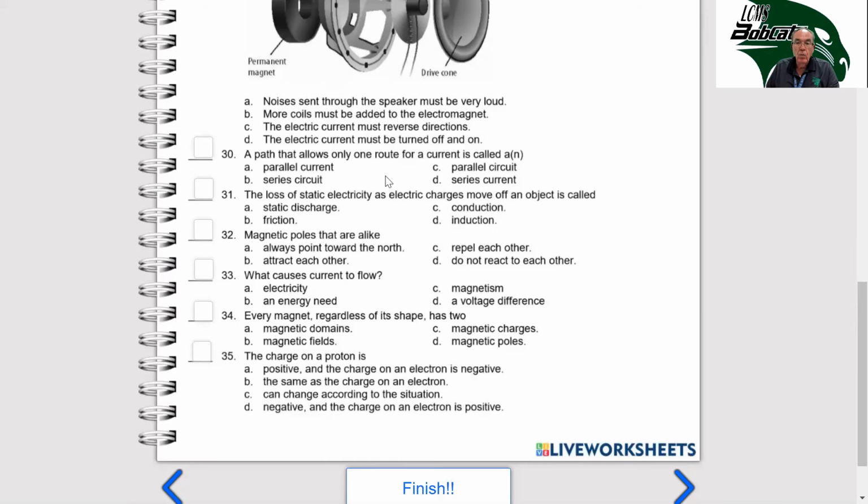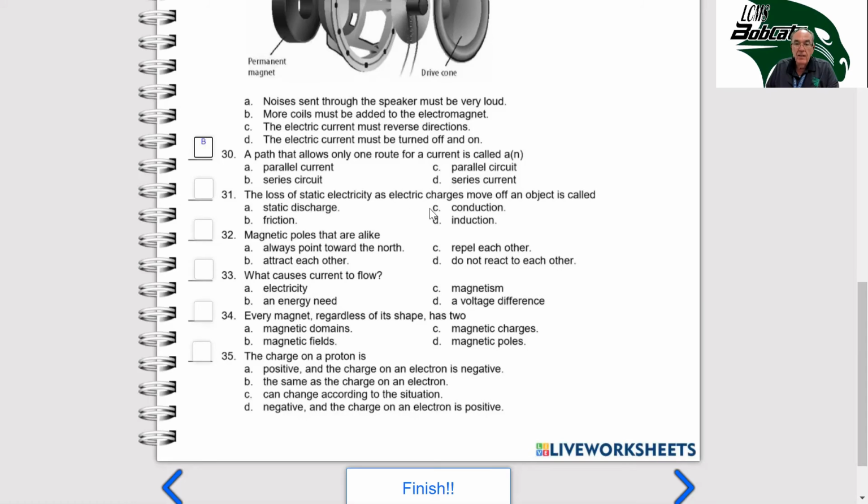A path that has only one route for the current to follow is called a series circuit. And we've got to be careful because this one says parallel current, this one says parallel circuit, this one says series circuit, and this one says series current. It's called a circuit, so it has to be B. You've got to read carefully because two of them say series.